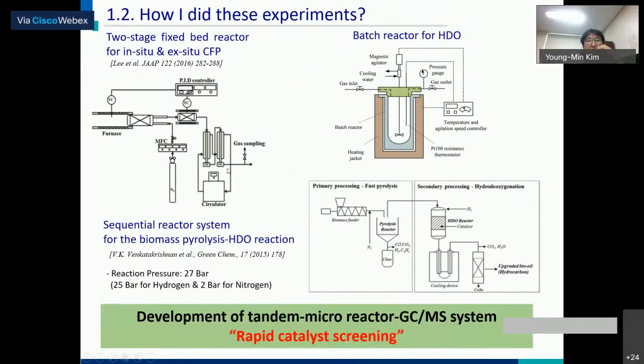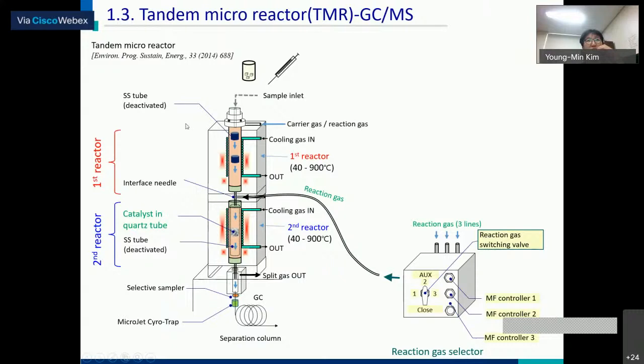Okay, I think this slide can be skipped because Anusha-san also explained the development background of tandem microreactors. This one is also the same. However, I want to emphasize that you can put the solid sample in the sample cup. One of the professors asked during the first webinar session, so solid particles can be put in the sample cup, and some kinds of powder materials also can be put in the sample cup.